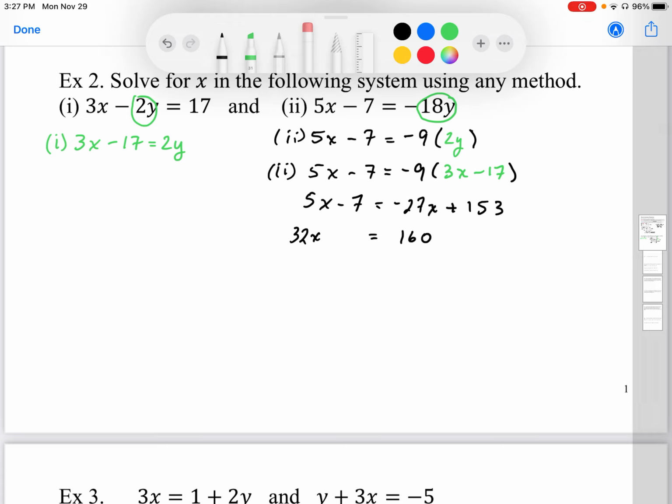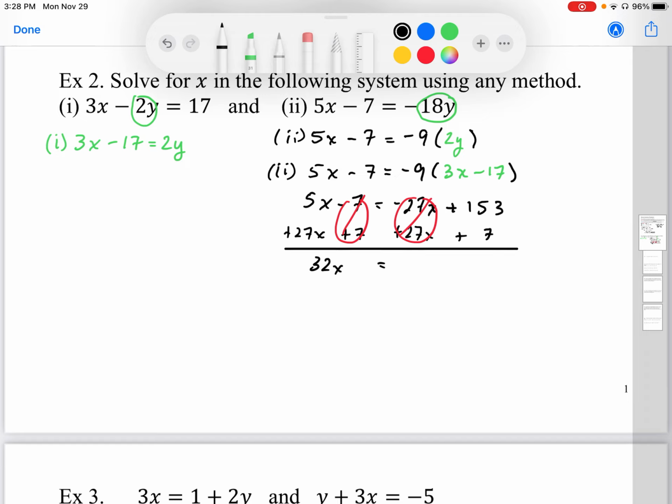Okay, maybe I'll show the steps here. So I'm going to add 27x, plus 27x, plus 7, plus 7. The zero pairs cancel out, and I end up with 32x is equal to 160. Dividing both sides by 32, I'm going to end up with x equals 5. Okay, so that represents one solution.